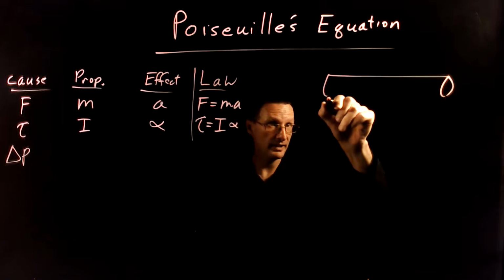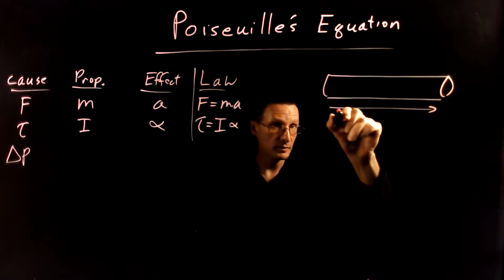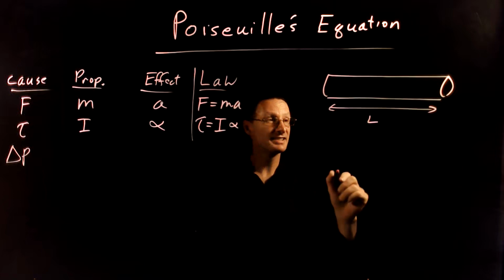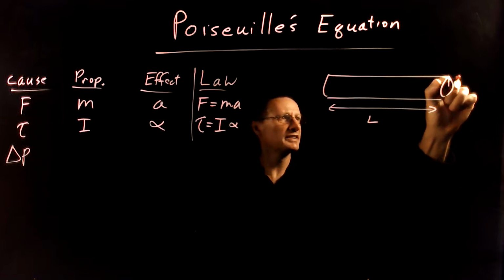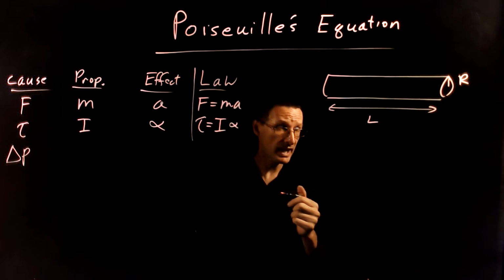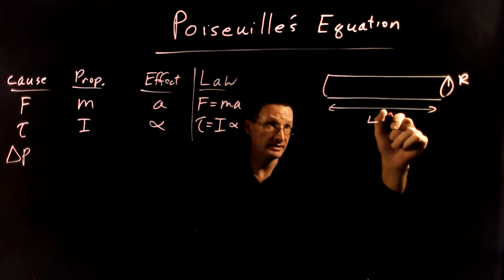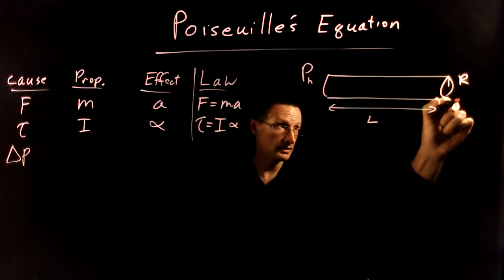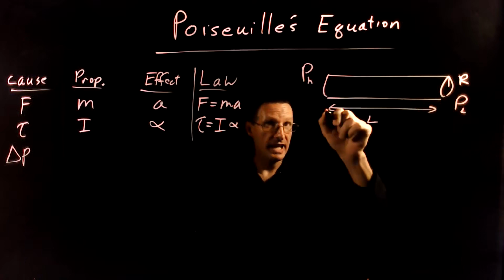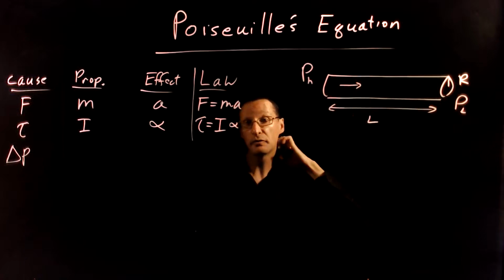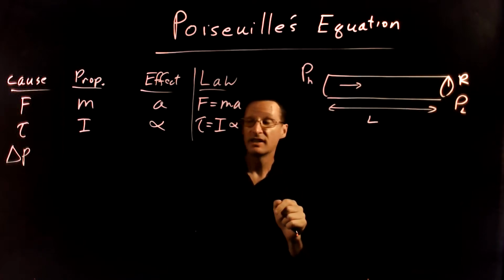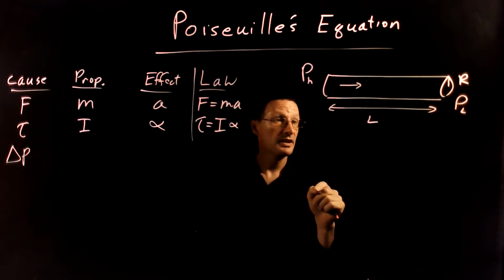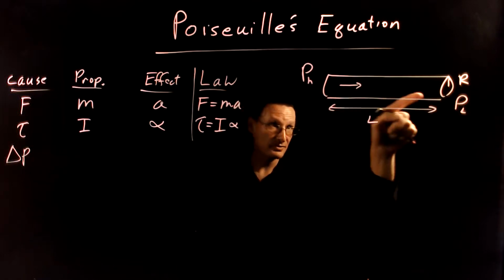The idea here is if you have a tube, or pipe, or circulatory system, a blood vessel or something like that, it has a length of L, and the radius of this is R, and there's going to be a fluid flowing in this. We're going to have a high pressure on this side, and a low pressure on this side. That's going to drive fluid to flow through it from high pressure to low pressure. So when I say delta P, I'm saying P high minus P low. That's the thing that drives this fluid through here.